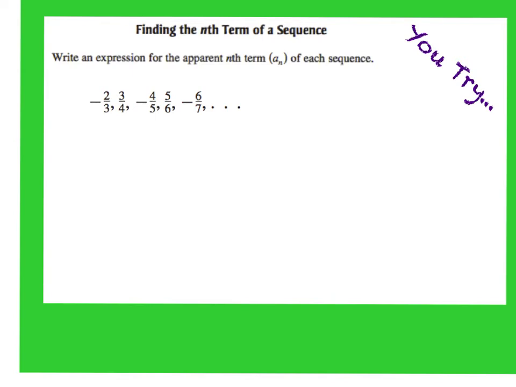Let's keep moving. So I'd like you to try these. All right, negative 2/3, 3/4, negative 4/5. All right, so let's first take care of the alternating thing. All right, so how do I take care of that? Negative 1 to the power of n. Is it negative 1 to the power of n or n plus 1? It's just n. All right, why is it just n? Because which way do I want to start? I want to start negative. All right, and that's the first term. All right, so now let's work with the numerator. What's happening to them?